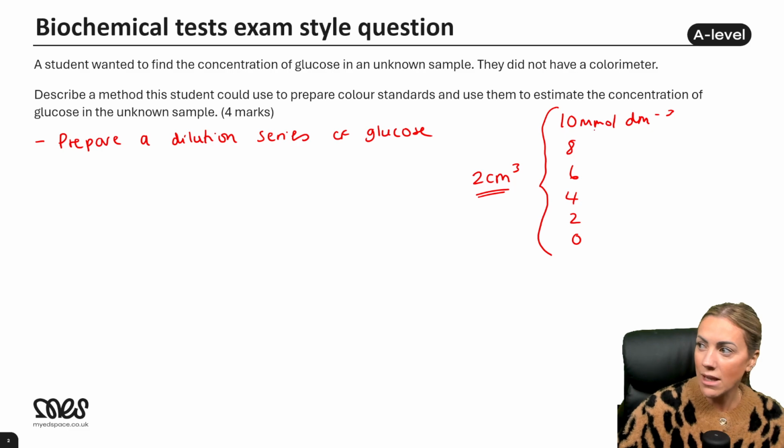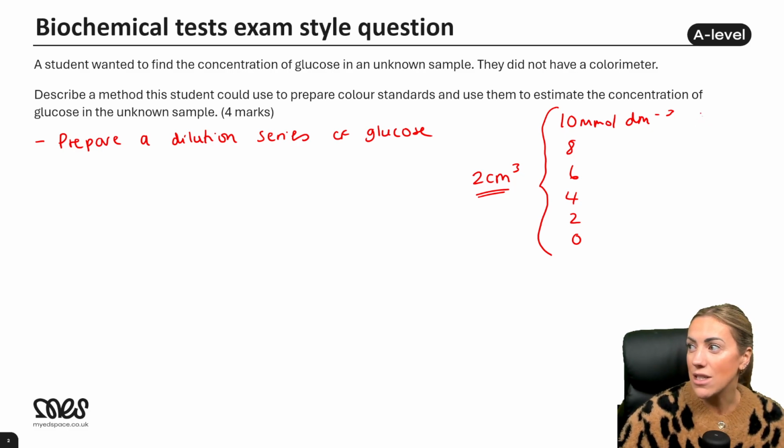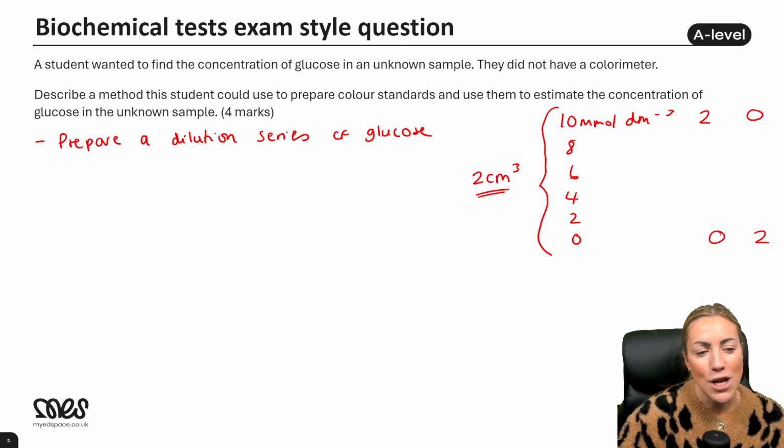Now, if we want to use a 10 millimole solution first, and we want the total volume to be 2 centimeters cubed, then obviously we'd add 2 centimeters cubed of the glucose solution and no water. If we want our final concentration to be 0, then obviously we'd add 2 centimeters cubed of water and none of the glucose solution. So they're the easy ones to do. But then all the in-between values, you're going to have to consider how much glucose and how much water.